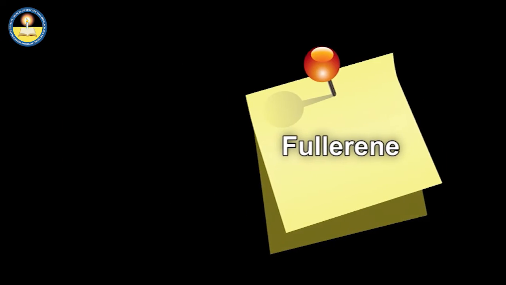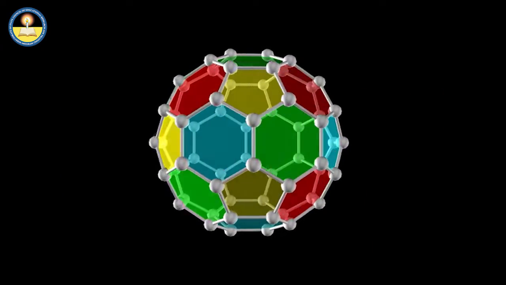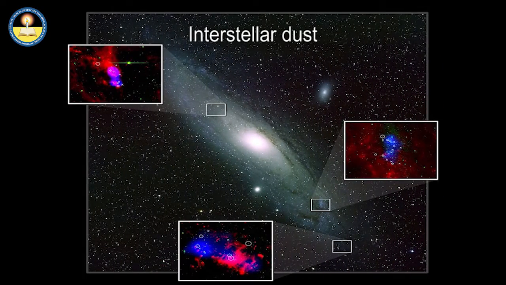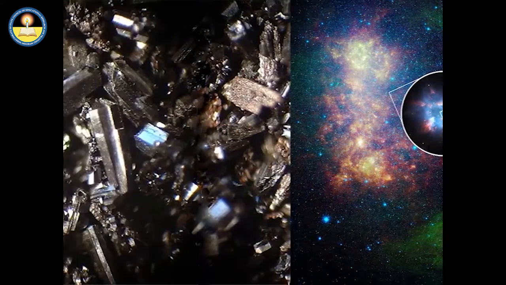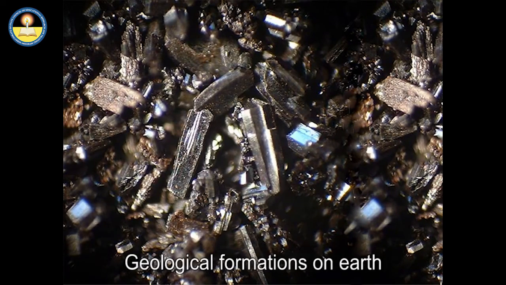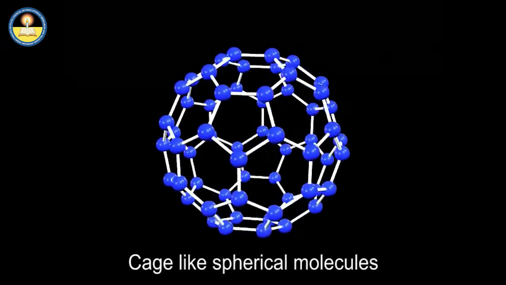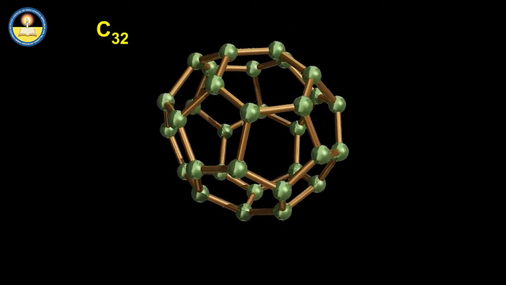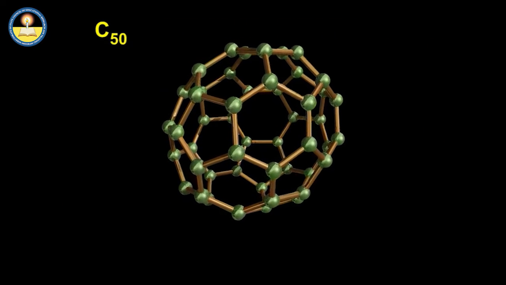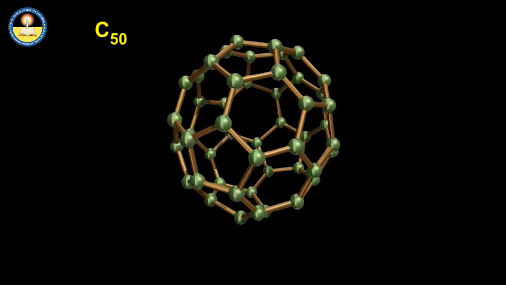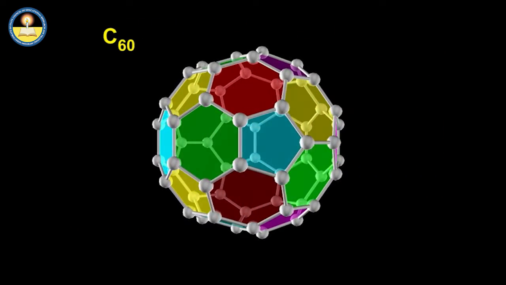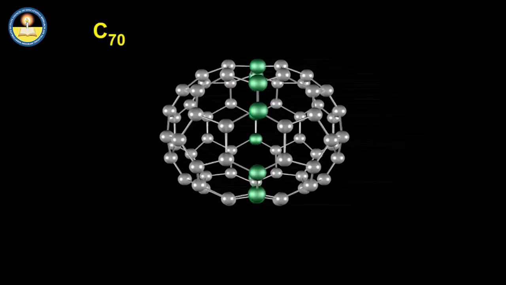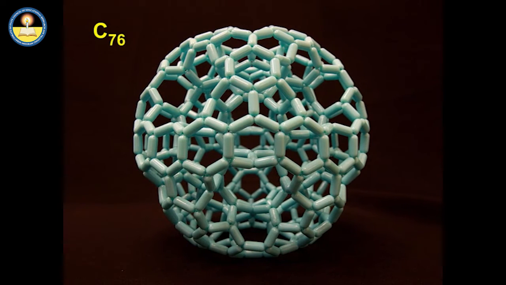Fullerene. Fullerenes represent recently prepared allotropic form of carbon. They have been found to exist in the interstellar dust as well as in geological formations on Earth. They are large, cage-like spherical molecules with formulae C32, C50, C60, C70, C76, etc.